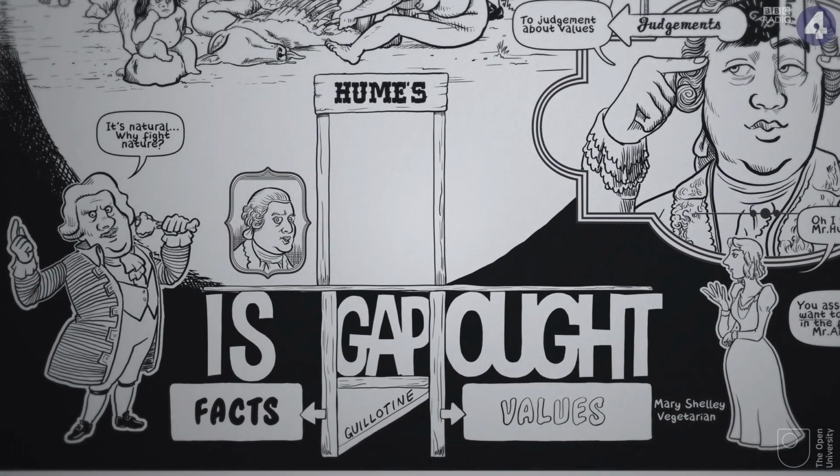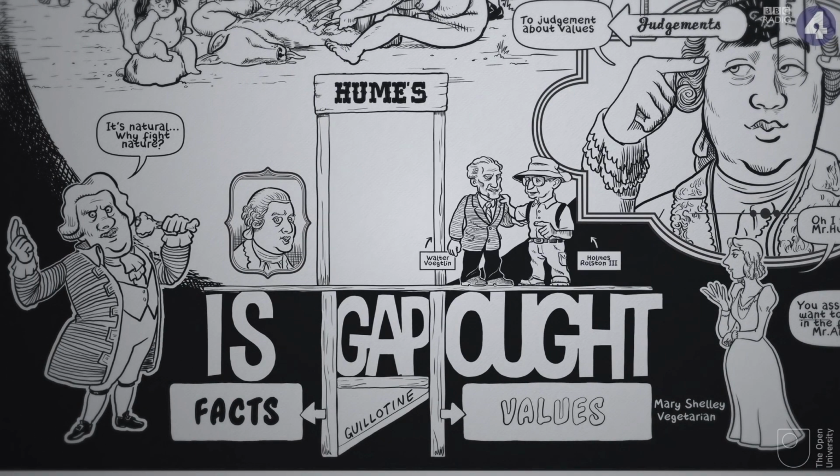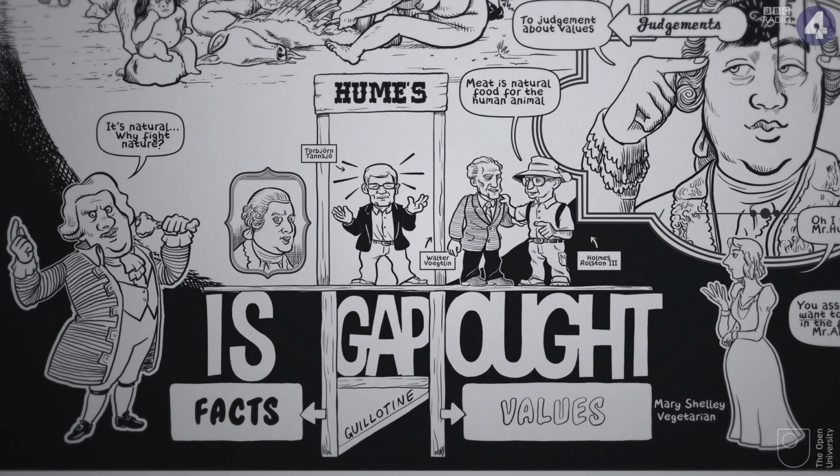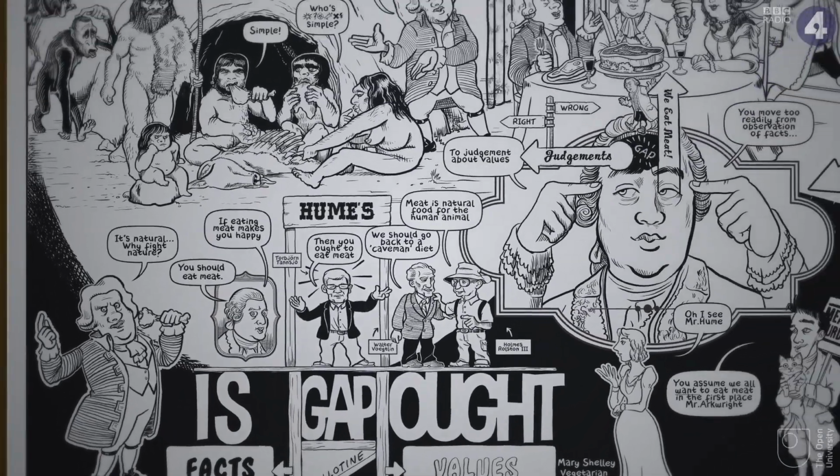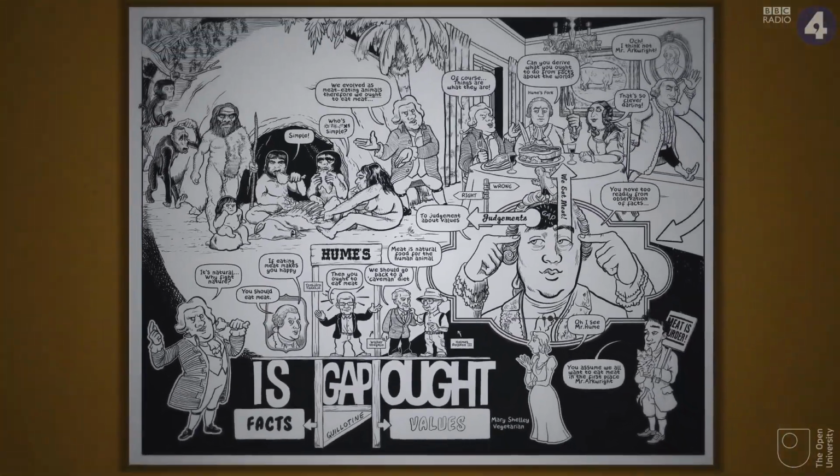Since Hume described it in the 18th century, numerous moralists have tried to bridge this is-ought gap. They've argued from what is natural or unnatural to what we should or shouldn't do, from facts about what makes human beings happy to evaluations of what we should do next, or from discoveries about human biology to claims about how we ought to live. If Hume was right, they've all committed a logical mistake.